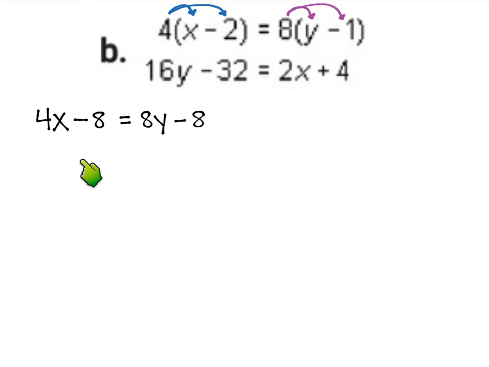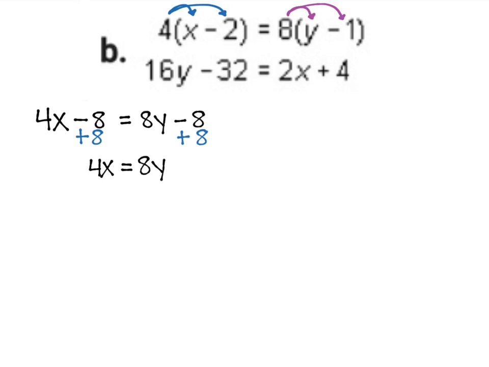And when I distribute the 4, I get 4x minus 8. When I distribute the 8, I get 8y minus 8. I'm going to add 8 to both sides. Since I see that it's negative 8 on both sides, by adding 8, that's going to make it just easier. I have 4x equals 8y.